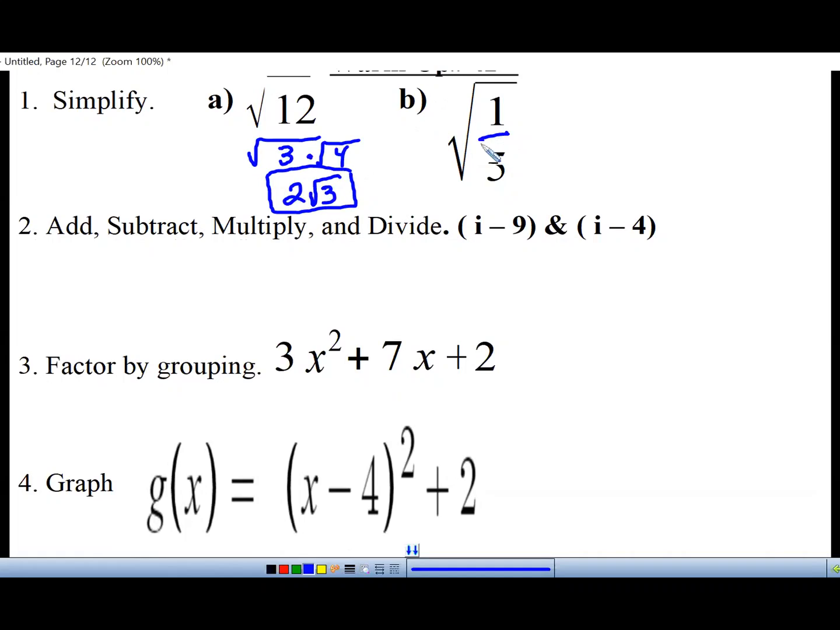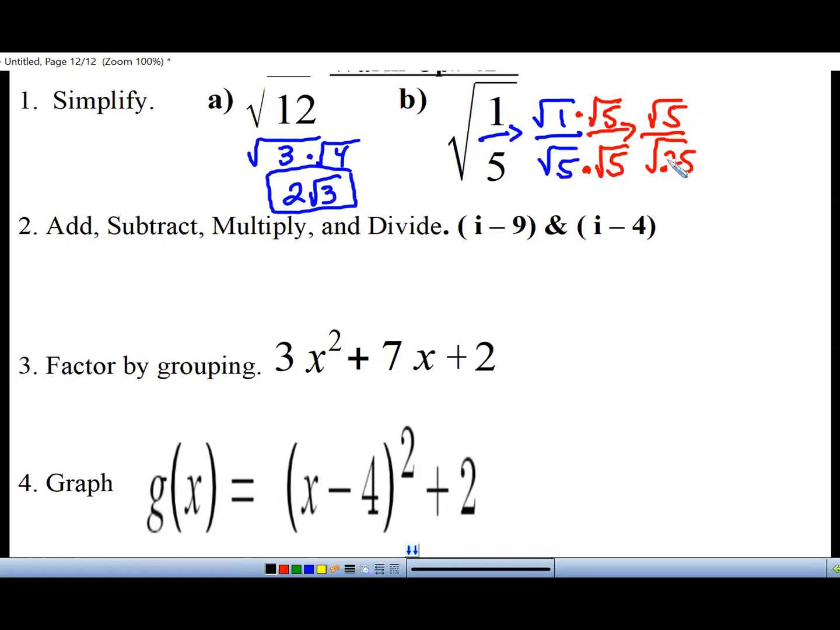1B, we have square root of 1/5. So I need to rewrite this. This becomes square root of 1 on the numerator, square root of 5 on the denominator. But according to the definition, we cannot have a square root on the denominator. It has to be an integer. So to change this, I need to multiply it times whatever is on the denominator, which is square root of 5. And whatever I do to the denominator, I do to the numerator, times square root of 5. So that gives me, on the numerator, 1 times 5, that's square root of 5. On the denominator, 5 times 5, that's square root of 25.